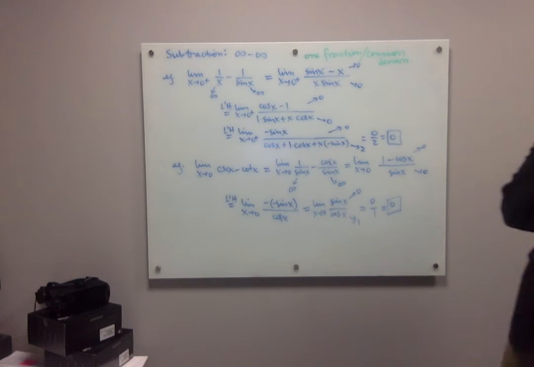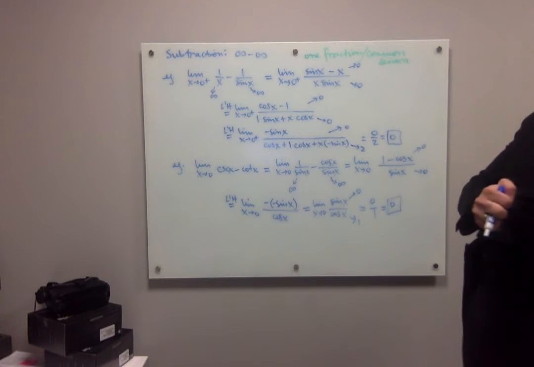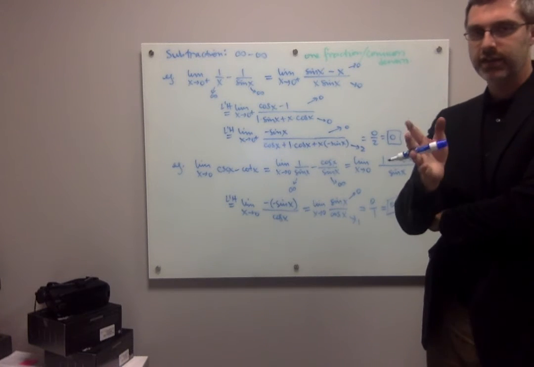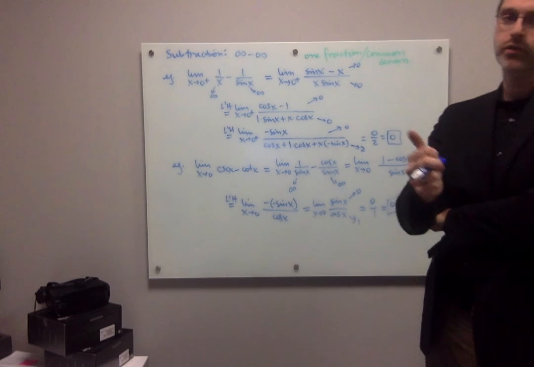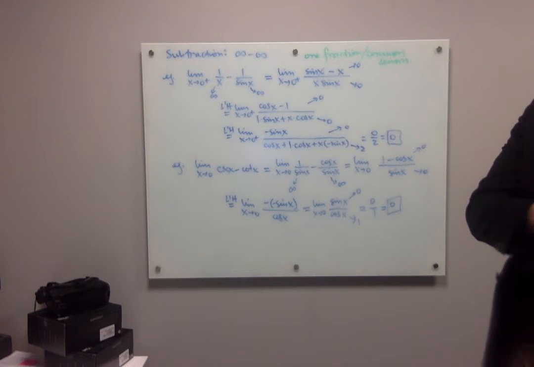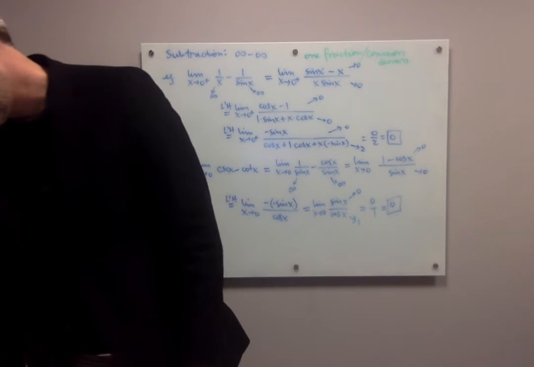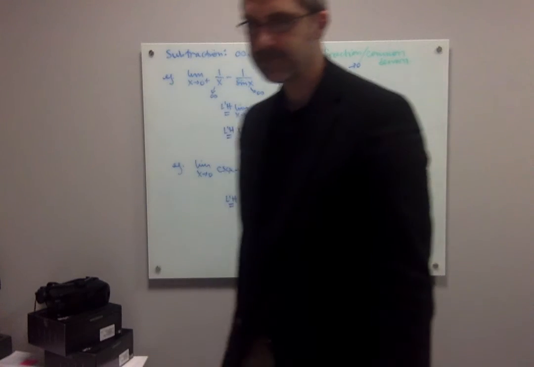So the key to these subtraction types of indeterminate forms is we get a common denominator. And again, the point is to get to a place where I can use L'Hopital's rule. If I can use L'Hopital's rule, I'm golden. All right. Okay.